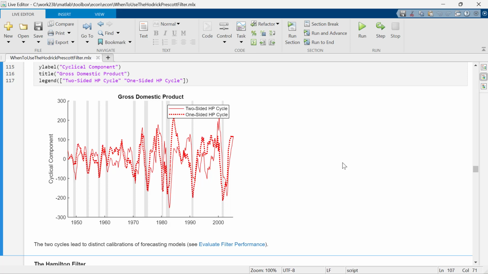And that could be significant if your goal is to fit a model to this cyclical data and then forecast from that model into the future. Of course, fitting to these different cycles is going to result in different model parameters and different forecasts, and you do get different results. We'll compare those forecast results here in a moment in the example.